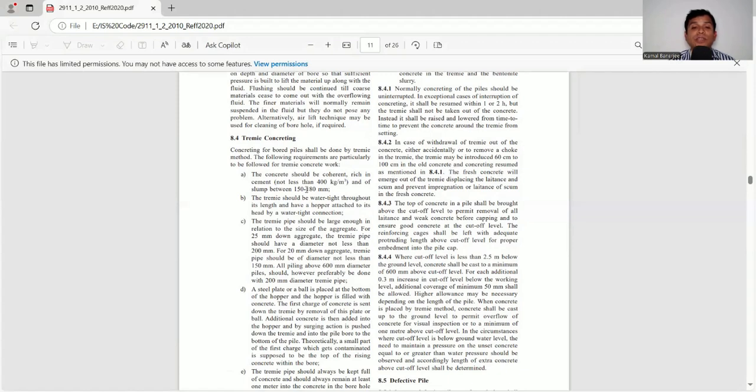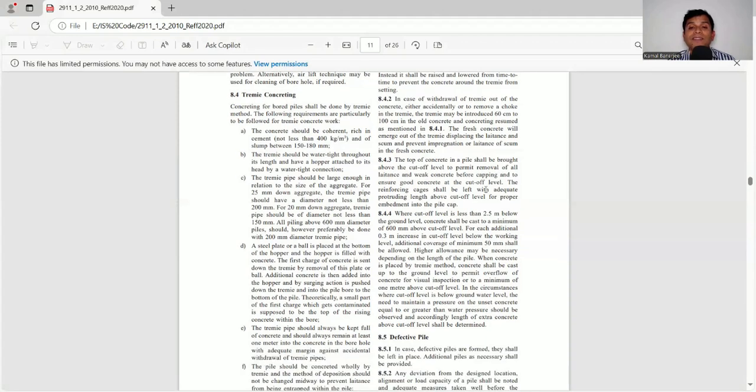That means if any tremie is removed for a choke or any other reason, when you start the reconcrete, it's 60 to 100 centimeters to be inserted inside the old concrete. The top of concrete of the pile shall be brought above the cut-off level to permit removal of all latent and weak concrete. Now, it is very much important.